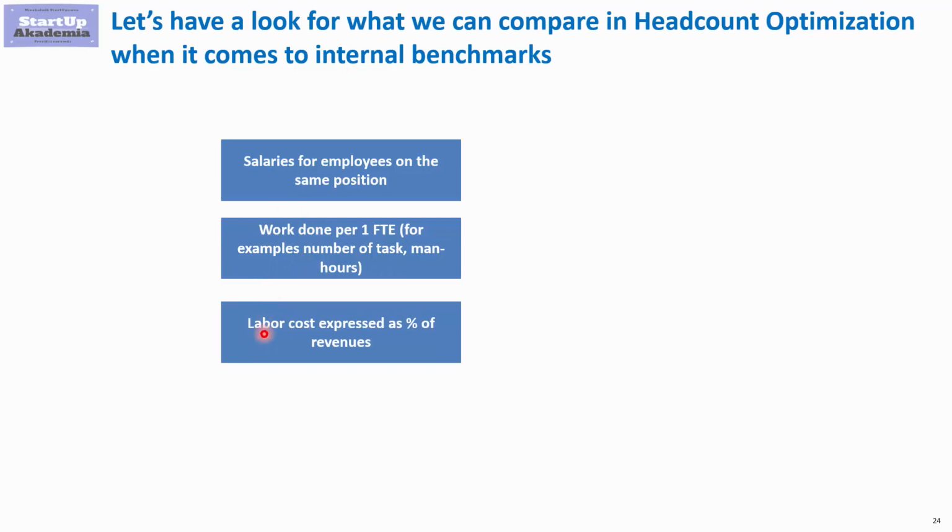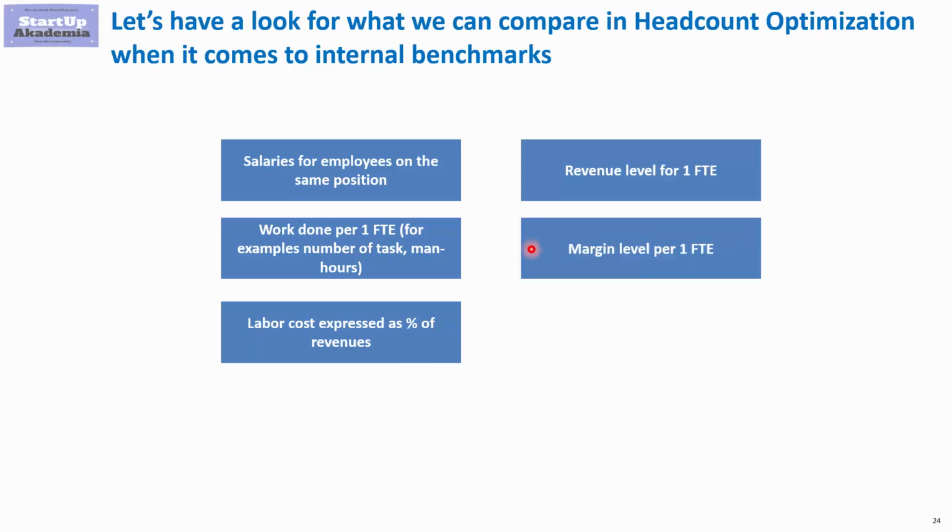Now, if we are comparing, for example, different factories or different business units, we can look at labor cost expressed as a percentage of revenue or revenue level for one FTE. In some cases, it is also worth comparing margin level per one FTE. Those three types of benchmarks help us identify in which places they may have a problem with too big headcount and what is the potential to reduce the headcount. So when we use internal benchmarks, we do the estimations only on the basis of internal data. The good thing about internal benchmarks is the fact that we know whether we can compare certain items or not. With the external benchmarks, it's a little bit more difficult.